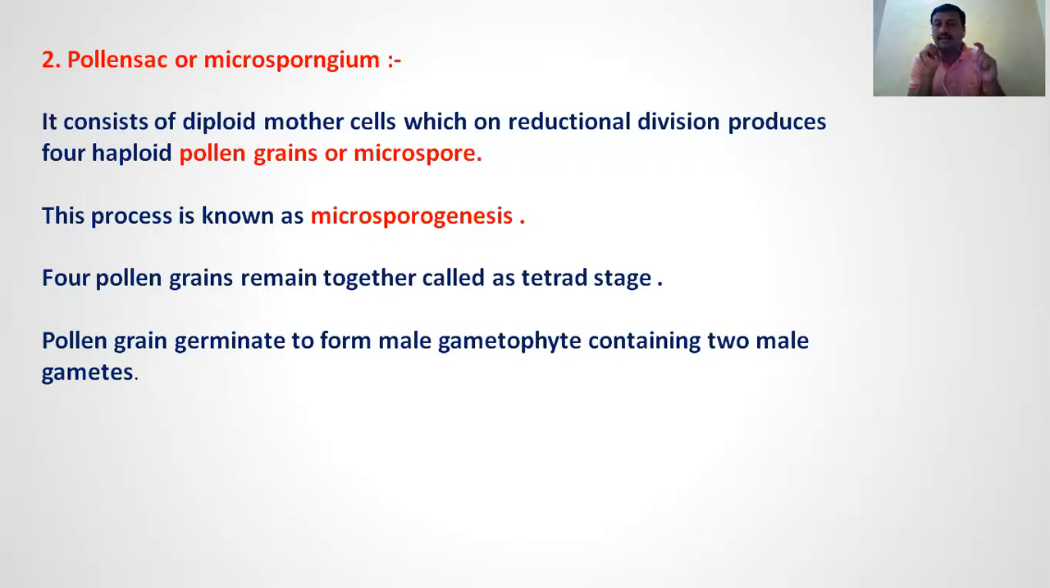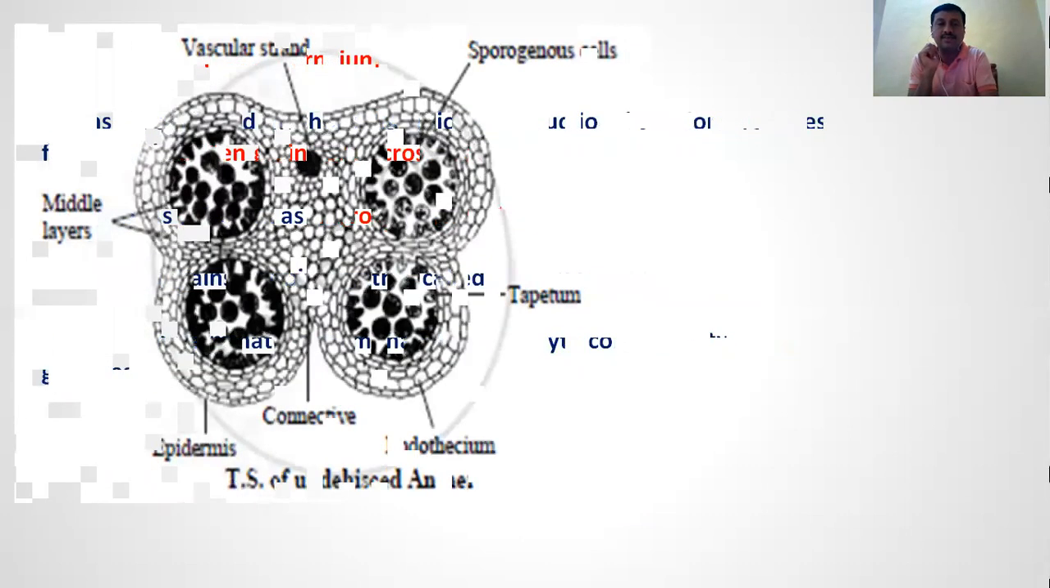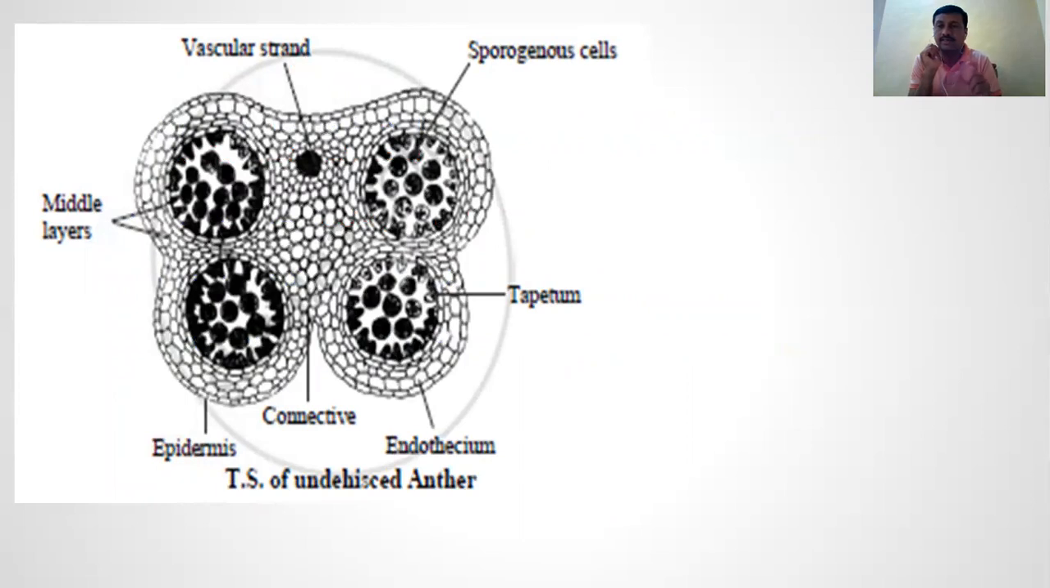It is the anther type like this. It is completely present in the pollen sac, microsporangium.